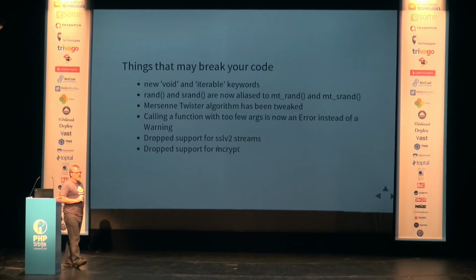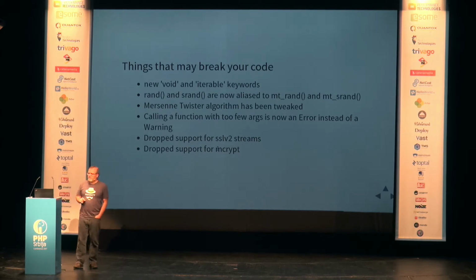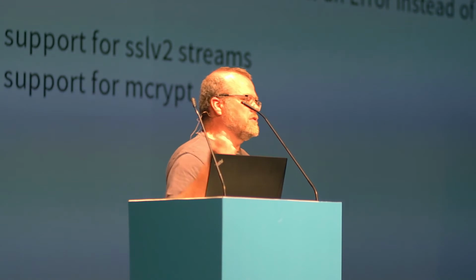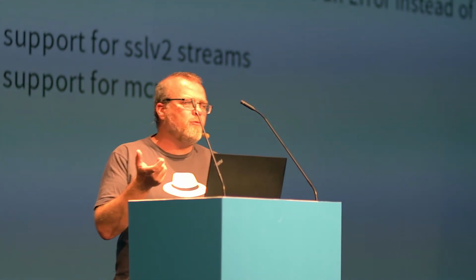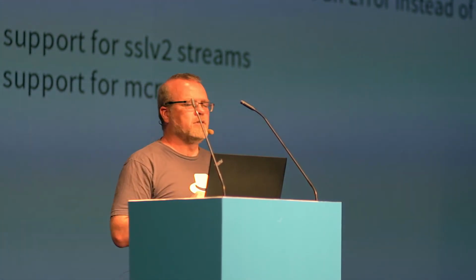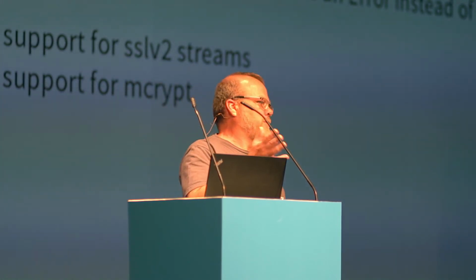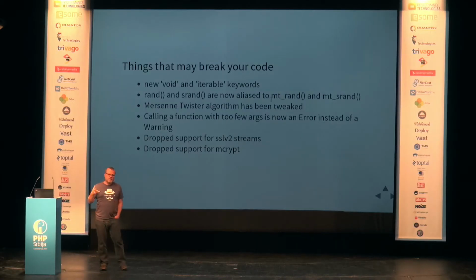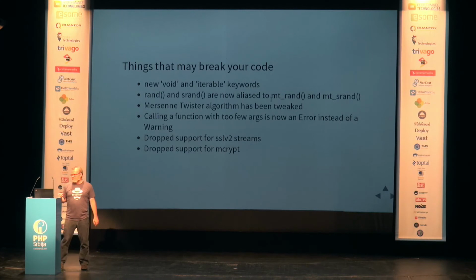And just a few things that will break your 7.0 code. If you have a class named void or iterable, you have to rename it. Rand is slightly different. The rand function now actually is just an alias for mt_rand, and even mt_rand will return slightly different random numbers, which really shouldn't matter. They're random numbers, right? The only time it might matter is if you have some kind of test with a known seed expecting a certain sequence of random numbers. You're going to have to regenerate those random numbers and fix your test.